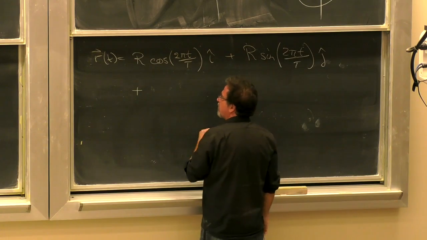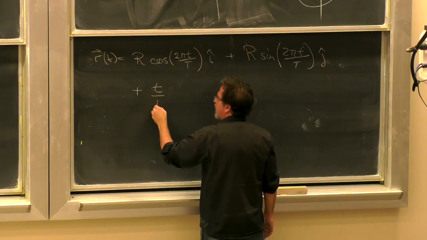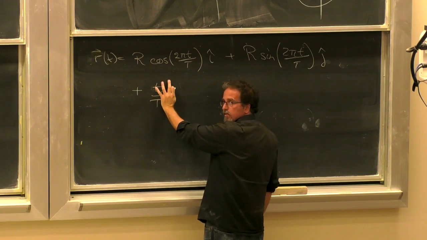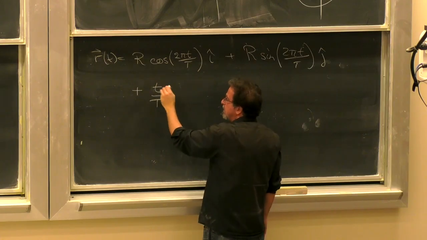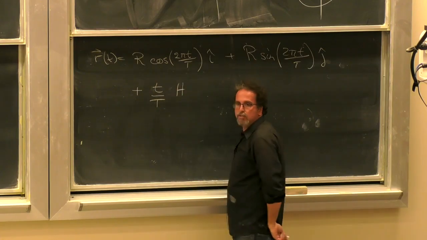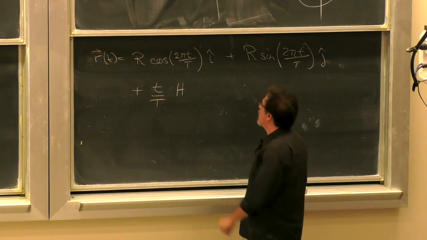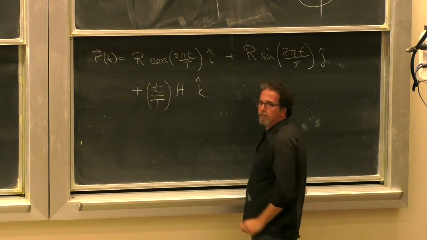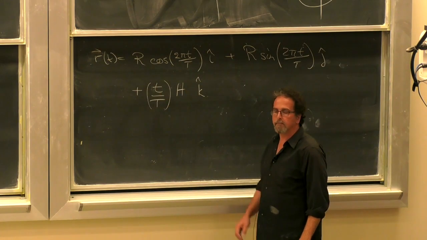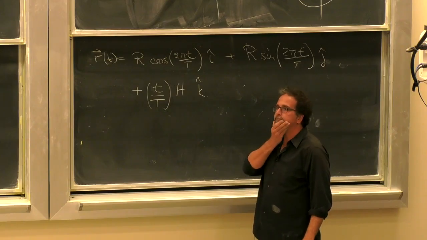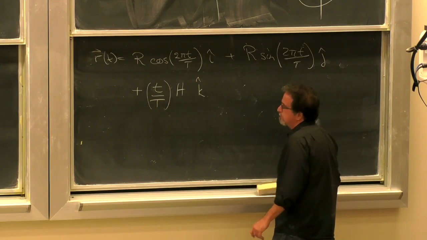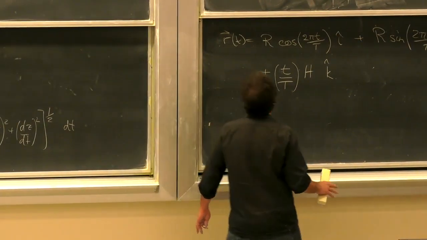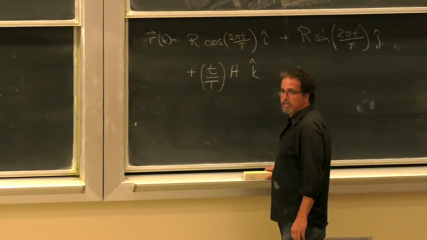So if you think about that, this is going to be t over capital T, because when t is 0, whatever is going to be here is going to be 0. And when t is capital T, this whole thing has to equal h. Okay? And so this is a very simple line that goes straight up. So this, I claim, is the helix.